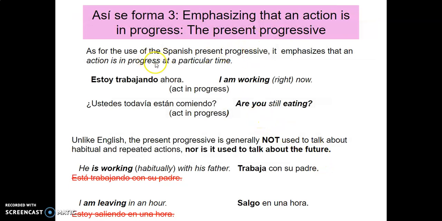It emphasizes that an action is in progress at a particular time. Like I said, I can say yo trabajo, to say I'm working, but when I'm really emphasizing that it's an action in progress right now, estoy trabajando ahora. I am working ahora, coming from trabajar, right? Ustedes todavía están comiendo. You all still are eating. Okay, you all are eating. Están comiendo. Unlike English, the present progressive is generally not used to talk about habitual and repeated actions, nor is it used to talk about the future.